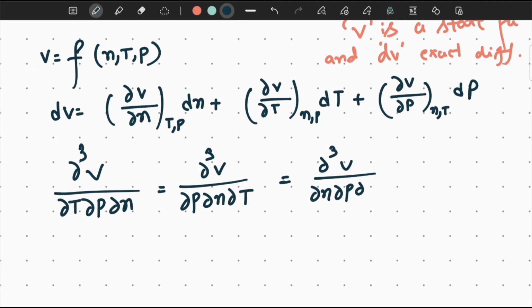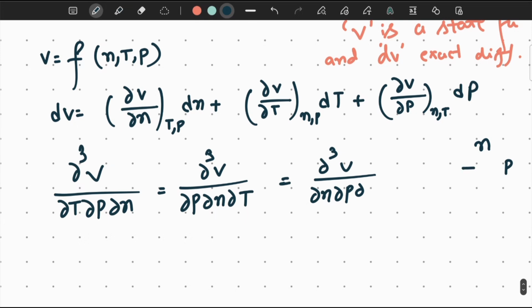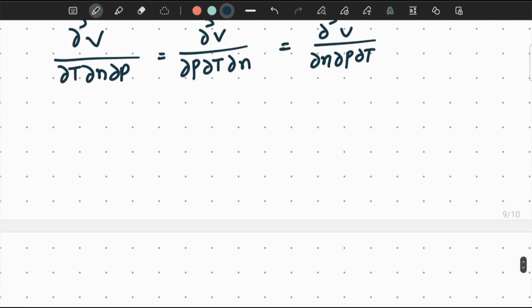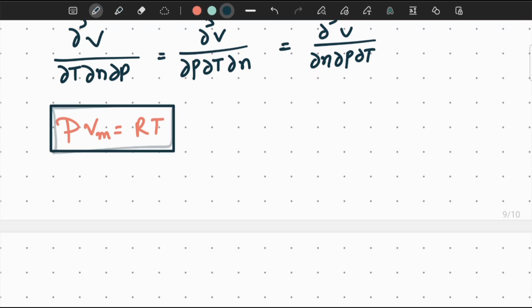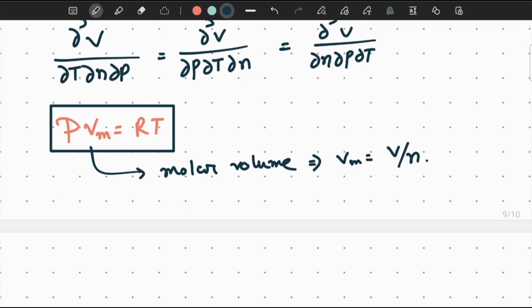Three will be there first, because here also the cyclic rule should be there. NPT, PTN, and TNP. So these three will be the same. You can prove it here also. Just first take the derivative with pressure, then n. It's not difficult, and it's also linear in n, so you can show it. But it's better not to get into that. For that we can easily use the equation PVm = RT. This is more useful here, where V is our molar volume, that means Vm = V by n. So then it will be very easy.